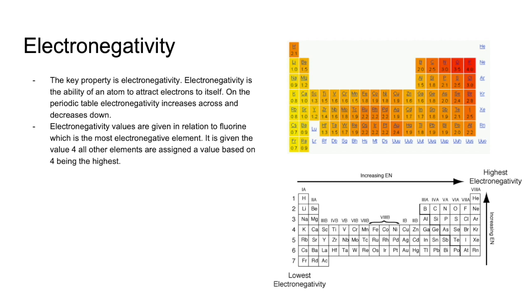The key property when talking about chemical bonding is electronegativity. Electronegativity is the ability of an atom to attract electrons to itself. On the periodic table, electronegativity increases across and decreases down. Electronegativity values are given in relation to fluorine, which is the most electronegative element. It is given the value of 4, and all other elements are assigned a value based on 4 being the highest.